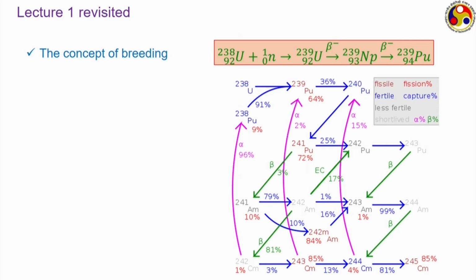But the most important thing that comes out from all these concepts of breeding is that by virtue of this breeding reaction, a nuclear reactor can produce its own fuel. The portion of the initial supply, that is uranium-238, which is not a fuel, a reactor can convert to a fuel, thereby adding some more fuel to the originally supplied one.